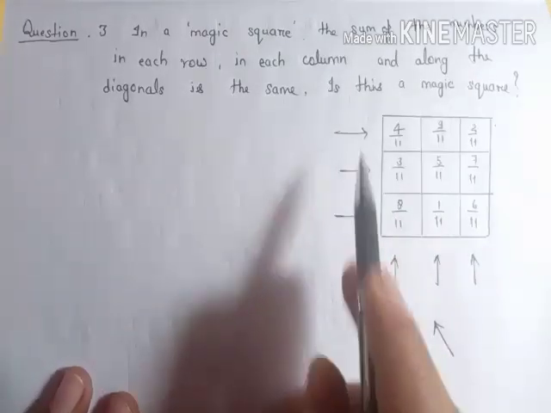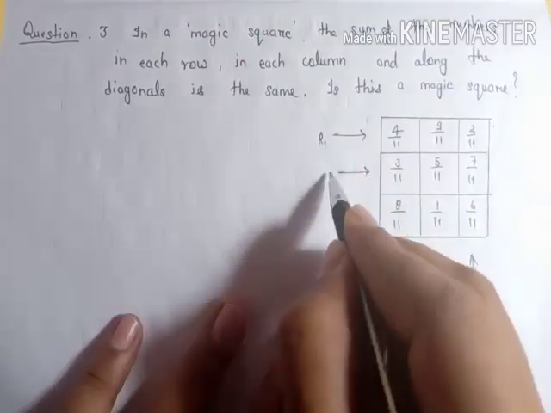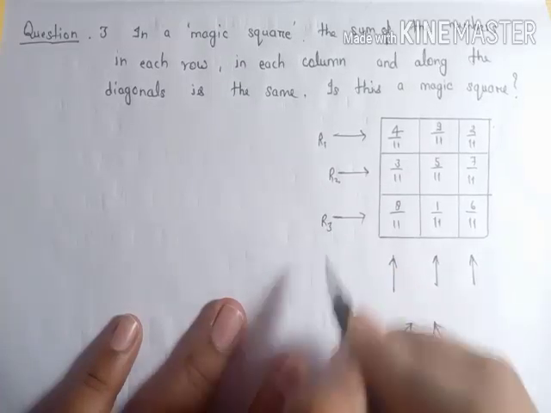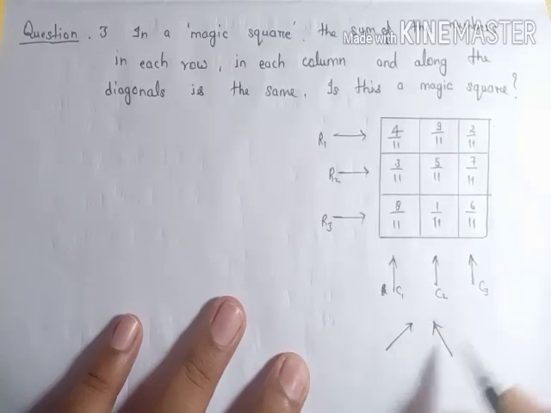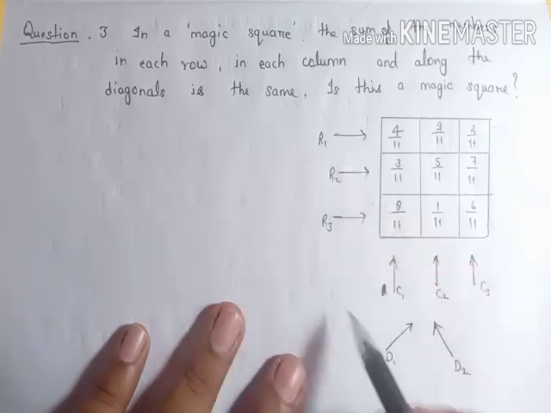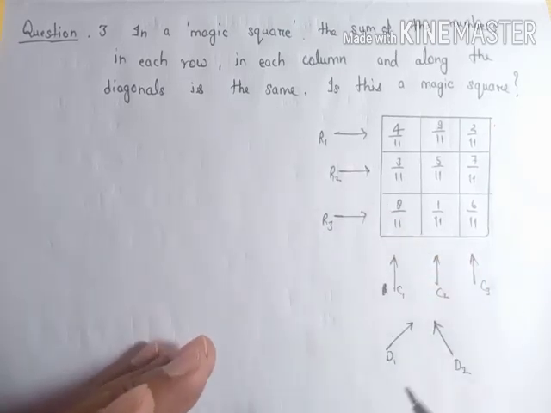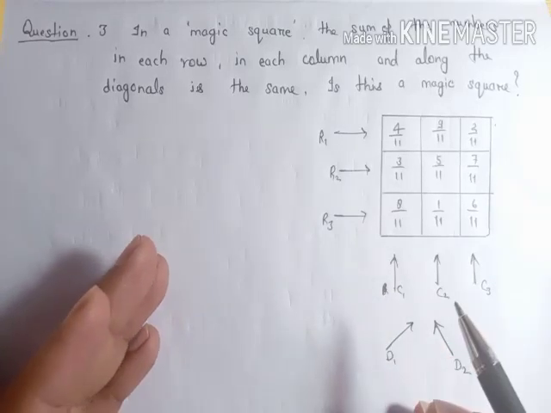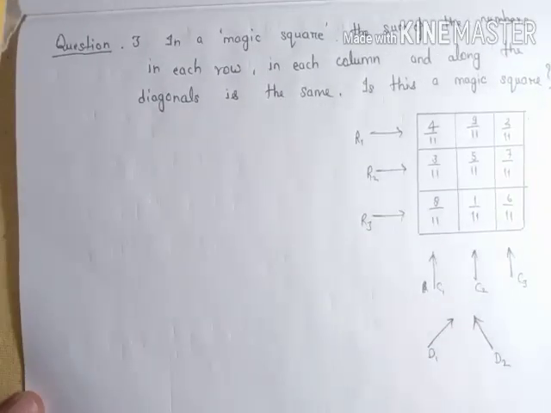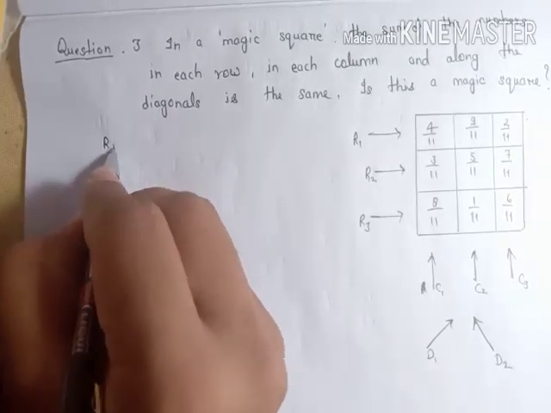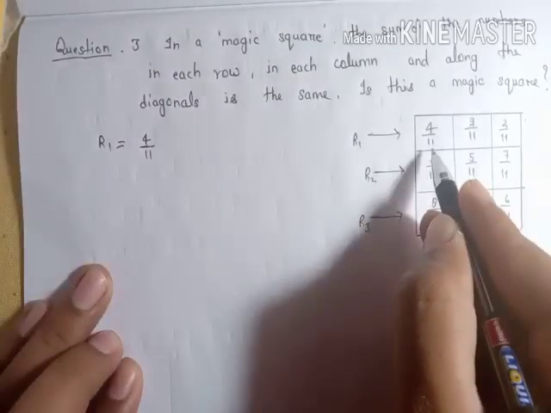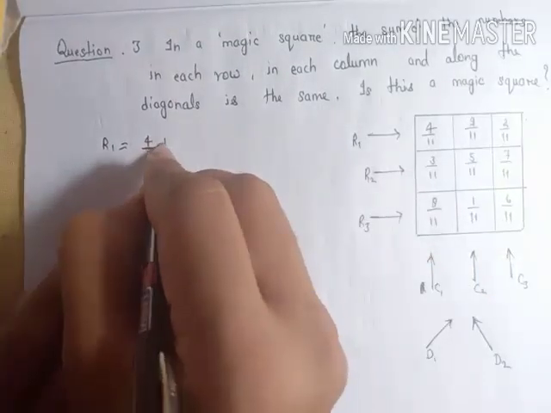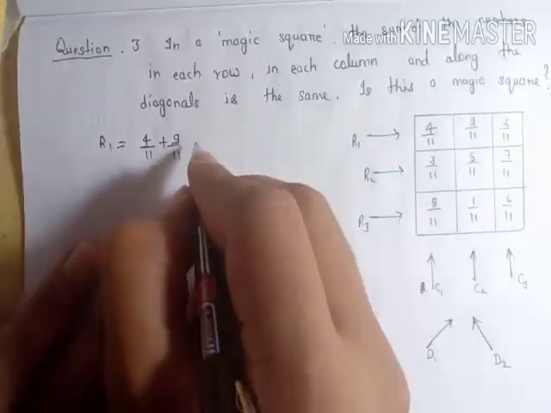So let's check rows first. It is R1, it is R2, it is R3. This is column first, column 2, column 3, diagonal first, diagonal second. And if we check all these terms and the values of all these terms are equal, then we can say yes, this is a magic square. So get R1. R1 is the sum of all the numbers in the first row, so that is 4 upon 11. You can see in R1 this is 4 upon 11, then 9 upon 11, then 2 upon 11.